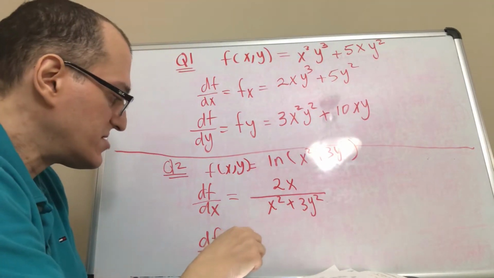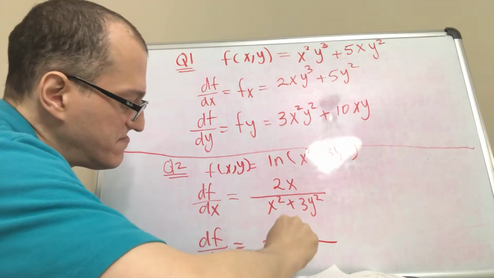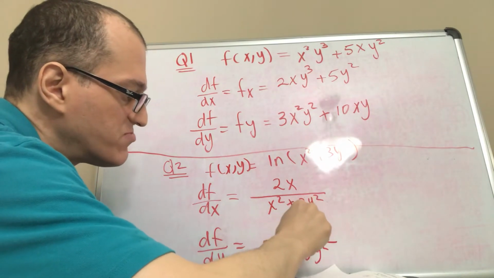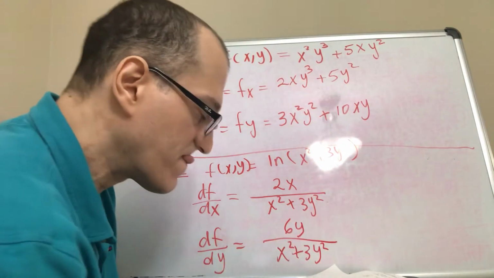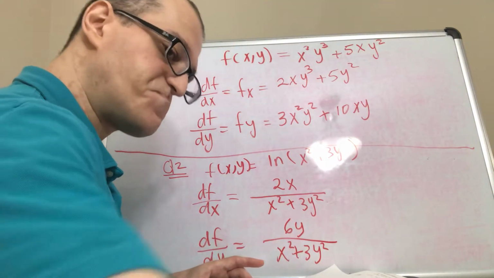The derivative with respect to y. It's a ln, so 1, you put the inside in the bottom, top derivative of the inside. So this is the first two questions. Question 3.